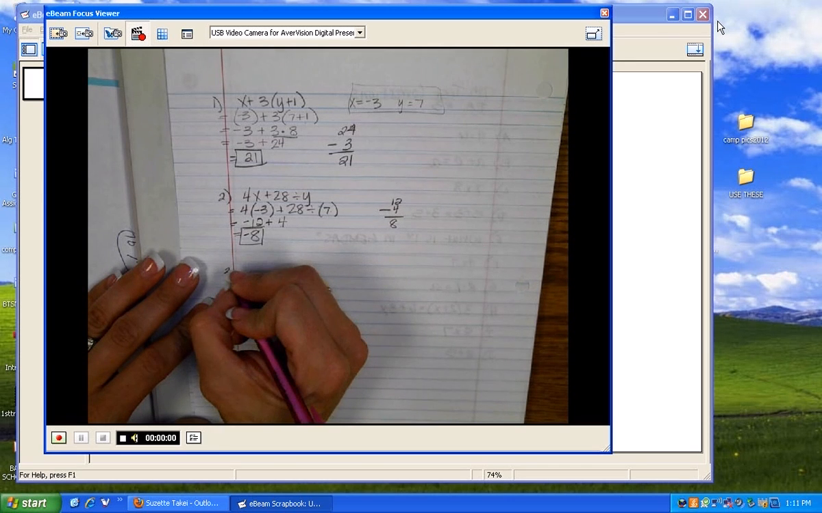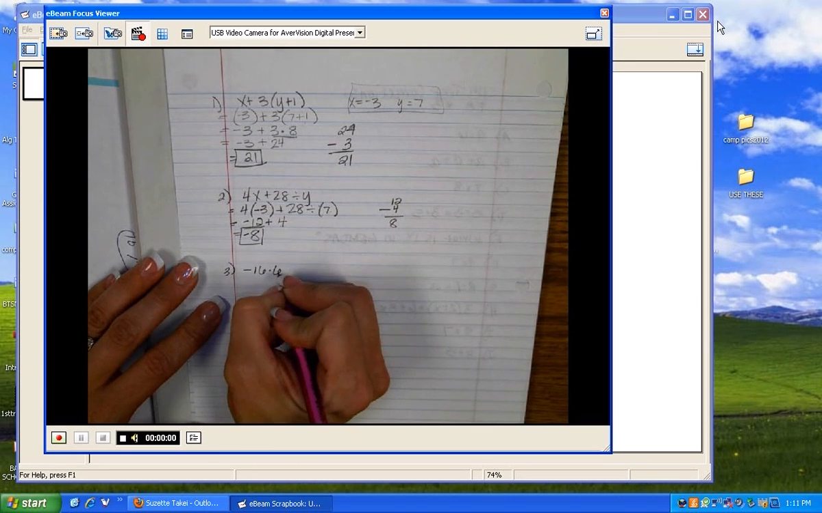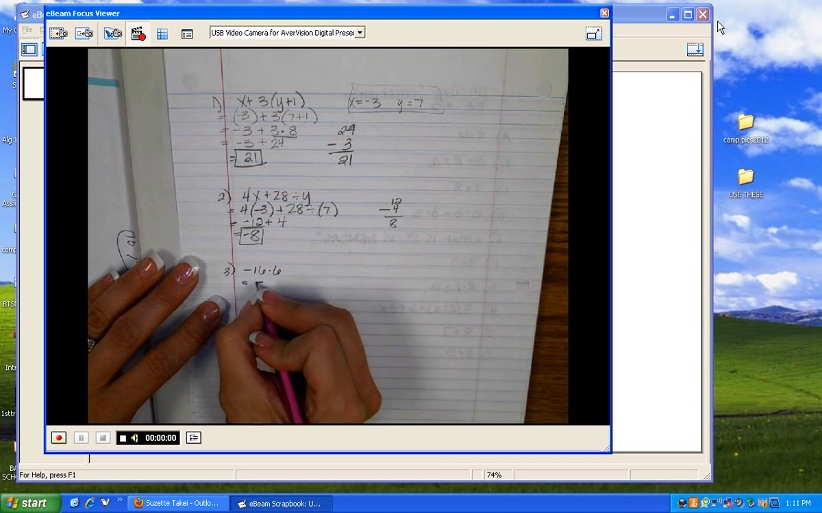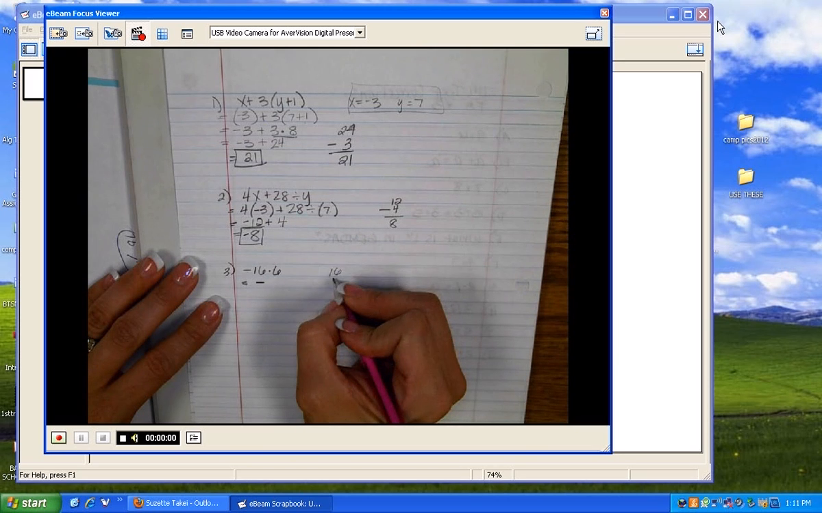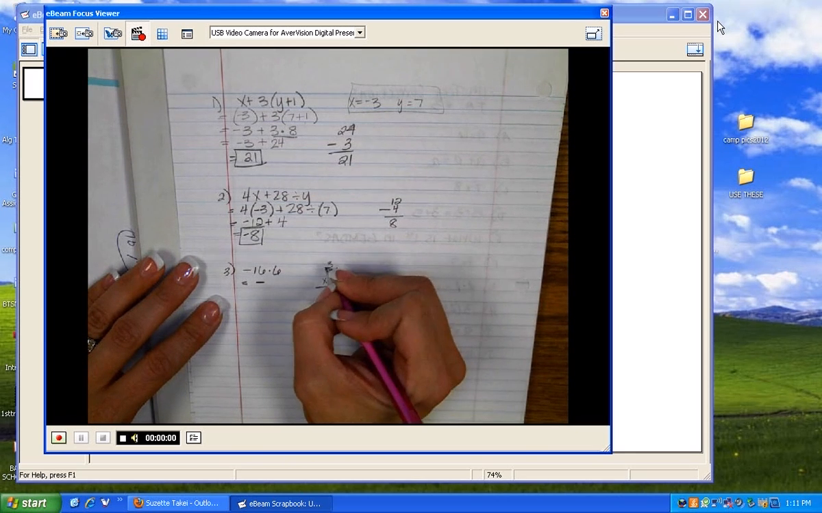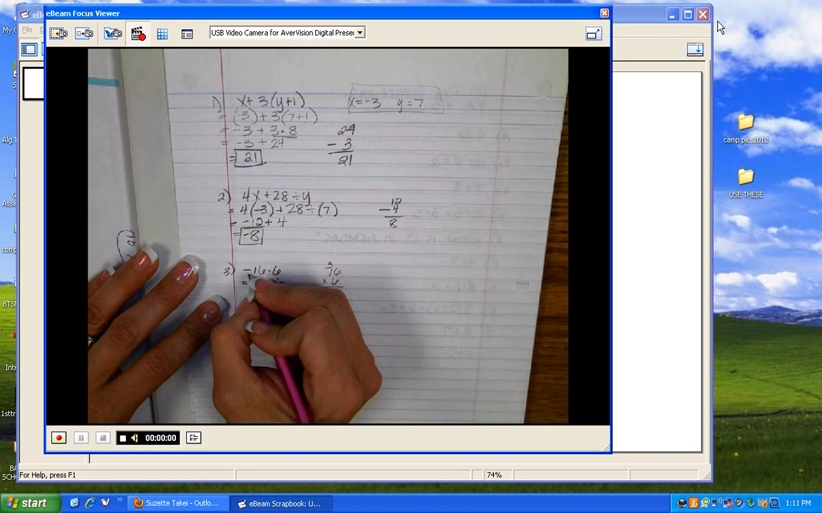Number 3 is negative 16 times 6. I know that I have a negative times a positive, so my answer is going to be a negative. Now over here, I'm going to do the math and multiply. 6 times 6 is 36, carry my 3. 6 times 1 is 6, plus 3 is 9. So my answer is negative 96.